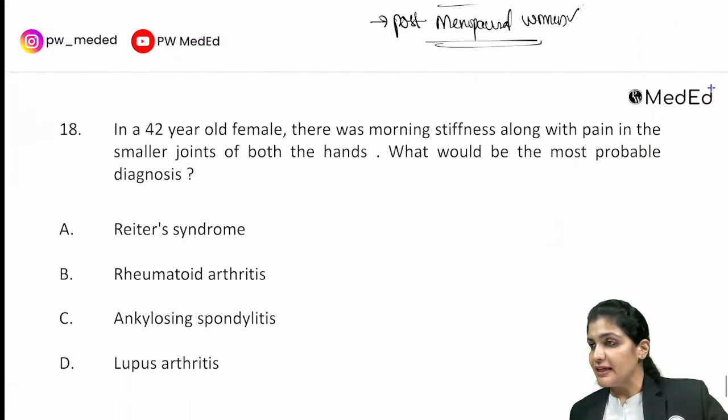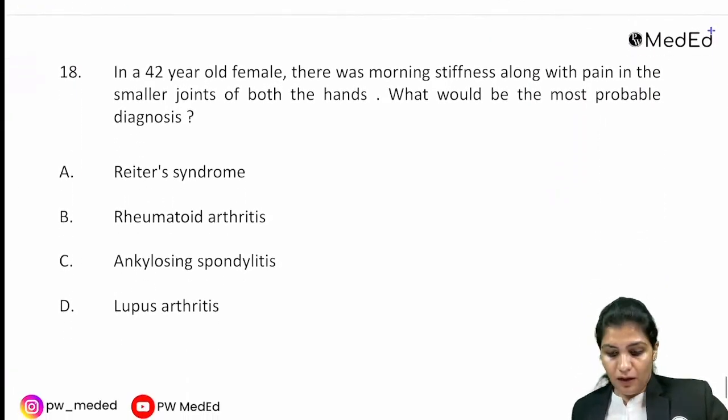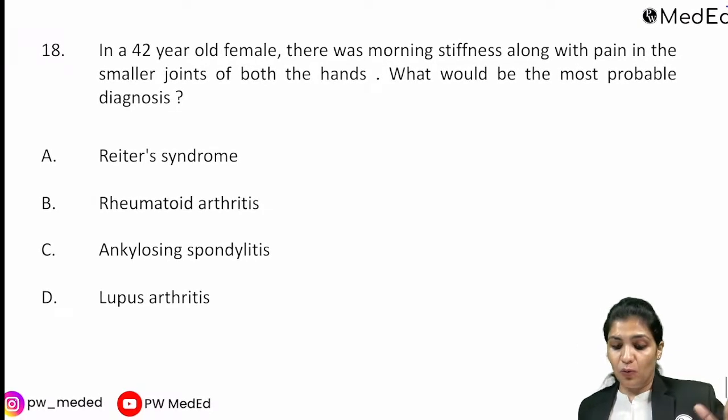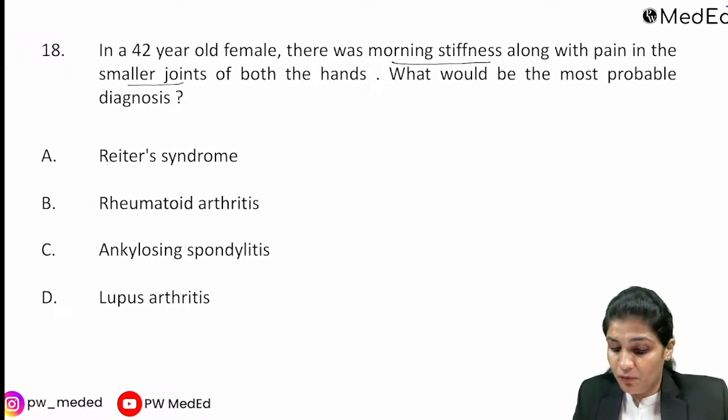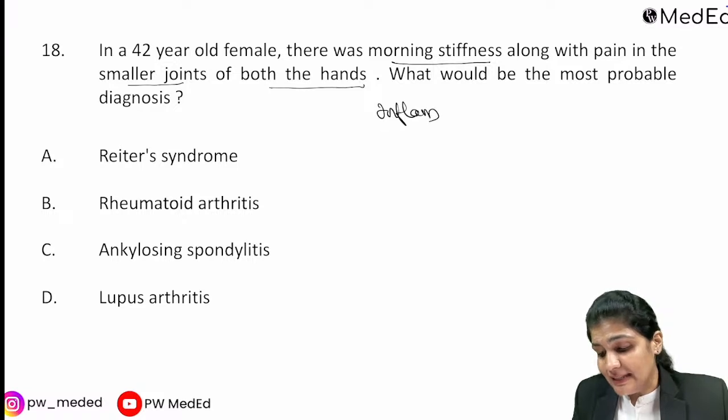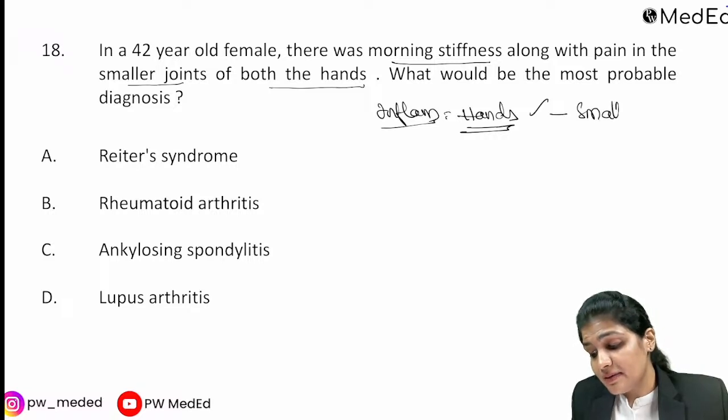And now next is the 42-year-old female. There was a morning stiffness along with pain in the smaller joints of both the hands. So if you remember in the first slide what I told you about inflammatory arthritis, these are mainly seen in case of hands, right? And the smaller joints, that is the hand joints, are involved, and here this is a female.